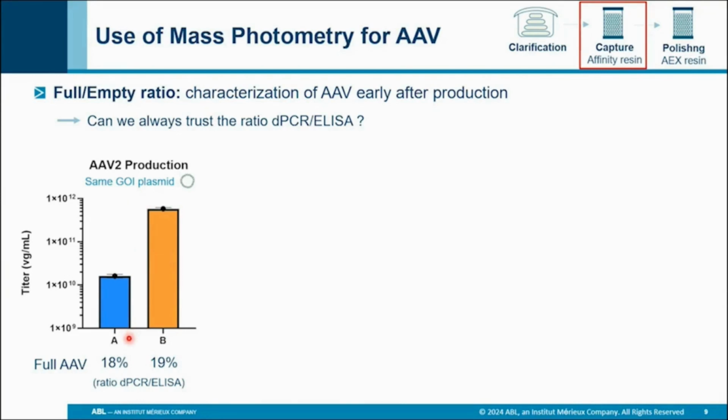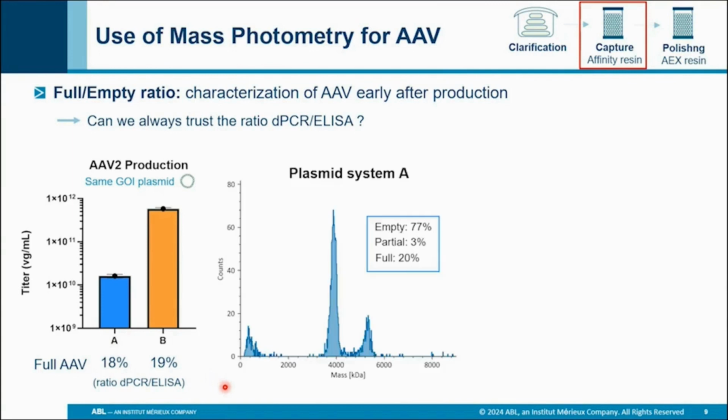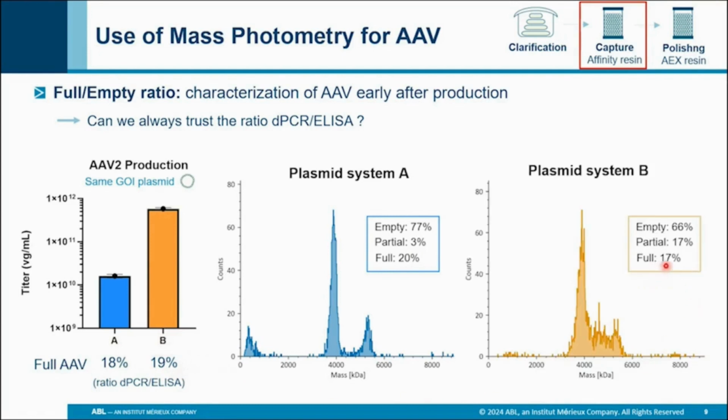Then when we characterized them on the SAMU-XMP, when we're expecting 18% of full AAV, if we believe the PCR-ELISA ratio, the SAMU-XMP confirmed that it was actually 20%, which is once again very similar. With plasmid system B, when we're expecting 90% of full, we got 17% of full, which is once again very similar. However, if we look more carefully at the plasmid system B graph, you might have seen by now that there's something that is not right.